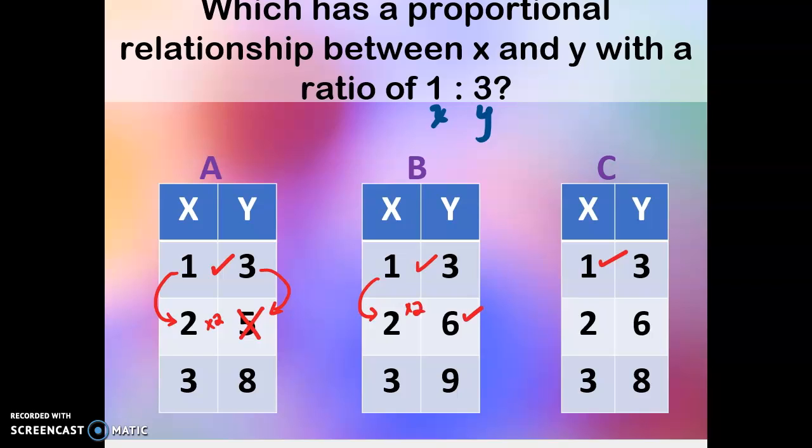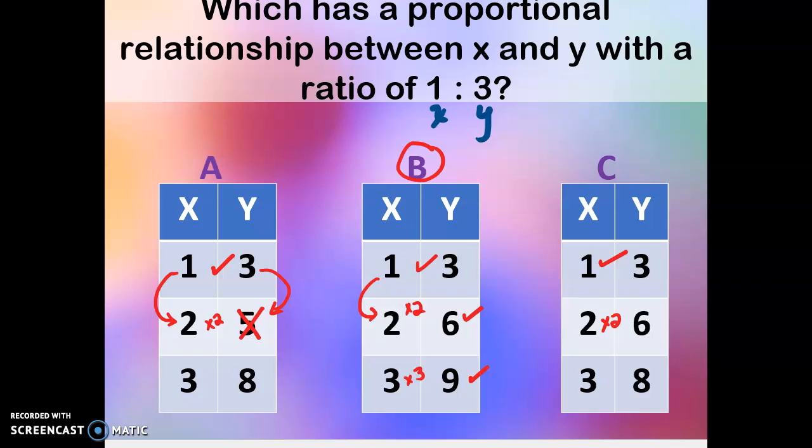That's correct. I said 1 times 3 would be 3. 3 times 3 would be 9. So that column, that ratio is also proportional. So B is proportionate. C, 1 times 2 is 2.